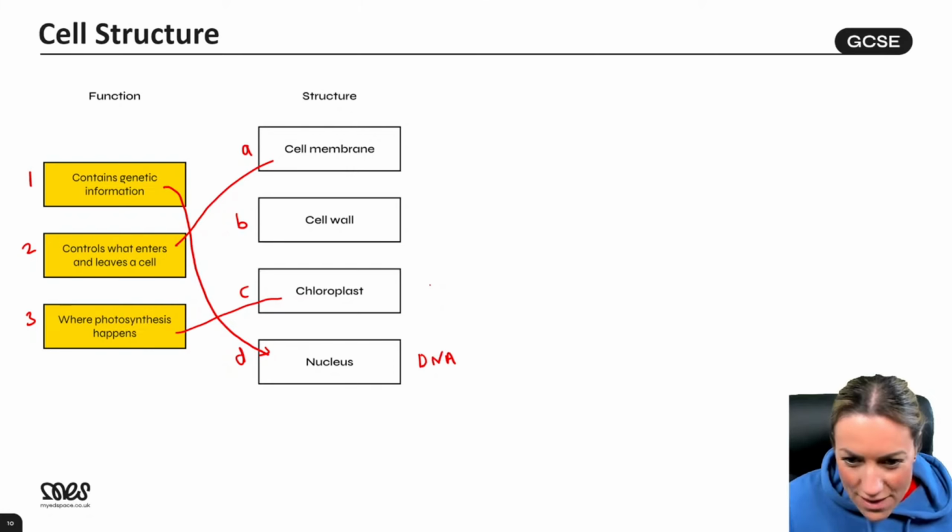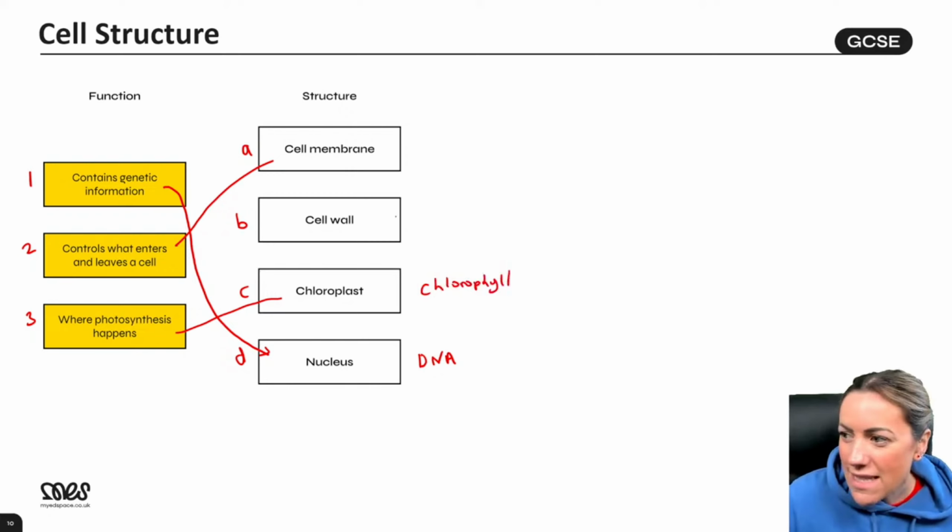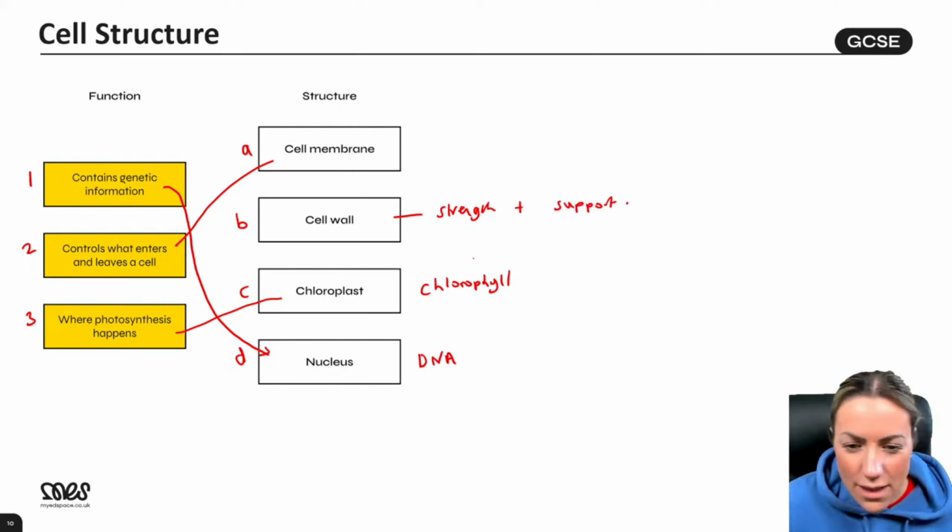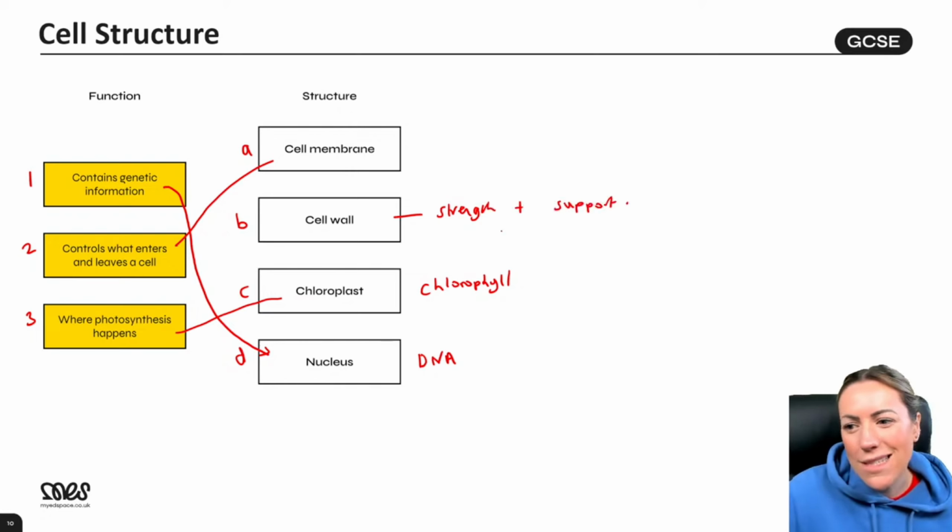What do chloroplasts contain, guys? Still waiting for my answers. Chlorophyll, yes, which is that green pigment, isn't it? Yeah, the cell wall, by the way, wasn't an option, was it? But the cell wall is for strength and support. It strengthens the plant cells, supports the plant cells.